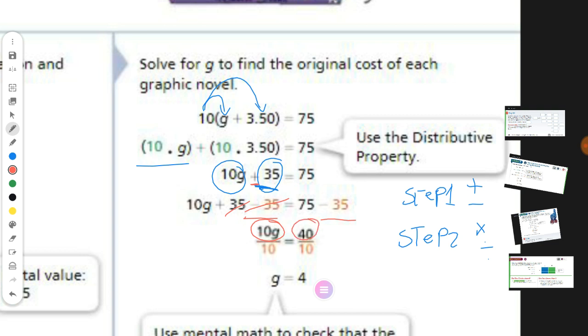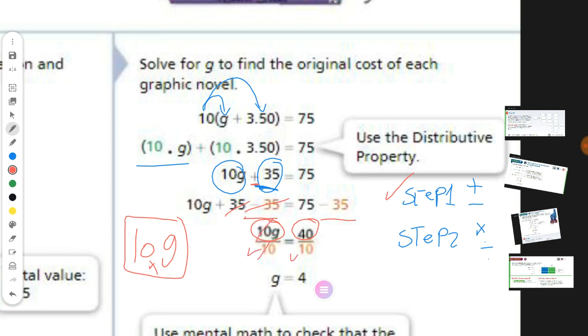Now we have finished the first step. Second step is about times and divide. The relation between 10 and G, 10G, is always multiply. So the relation between any number and the variable, while they are in this form, is multiply. To remove multiply, we need to do the opposite of multiply, which is division. So we'll divide both sides by 10.